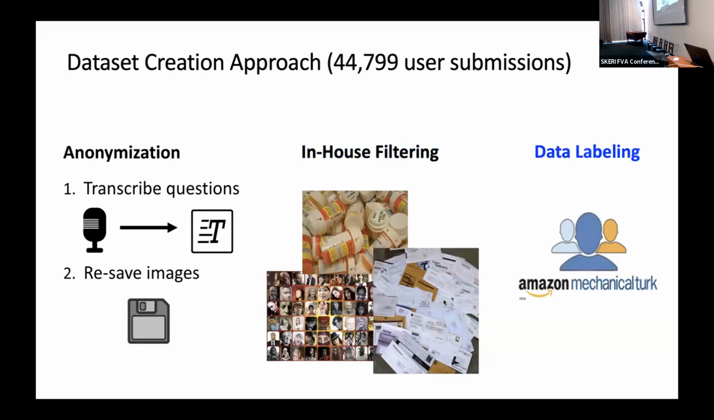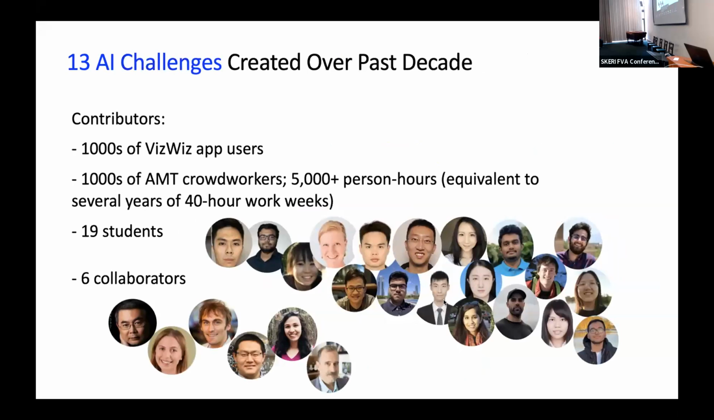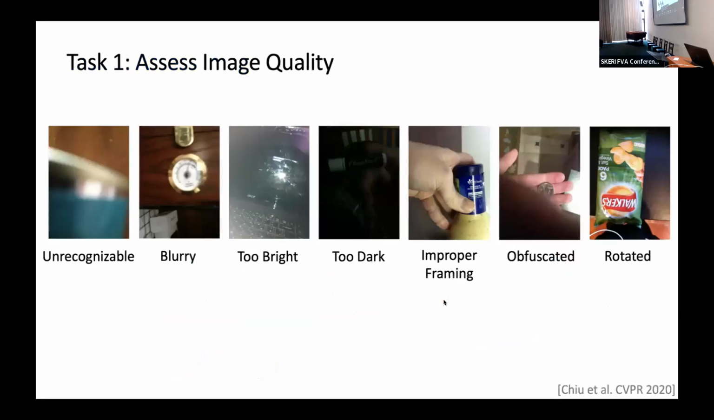And finally, we went to typically a crowdsourcing platform called Amazon Mechanical Turk to label our data to support different kinds of tasks. In total, over nearly the past decade, we have put out 13 AI challenges around this data. The contributors of this work have consisted of the initial thousands of VizWiz application users. We've had thousands of Amazon Mechanical Turk crowd workers who have given over 5,000 person hours to annotate the data. This is equivalent to several years of 40-hour work weeks if you had a single person doing this. There have been 19 students who have contributed and 6 collaborators.